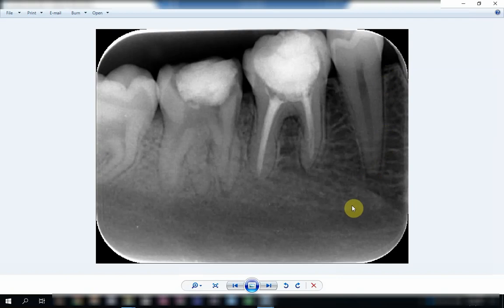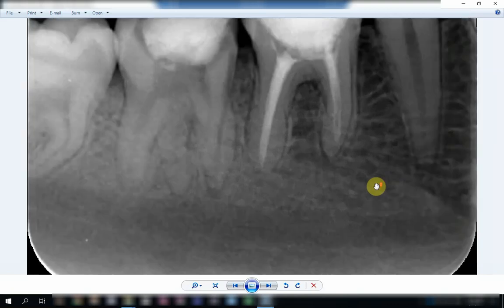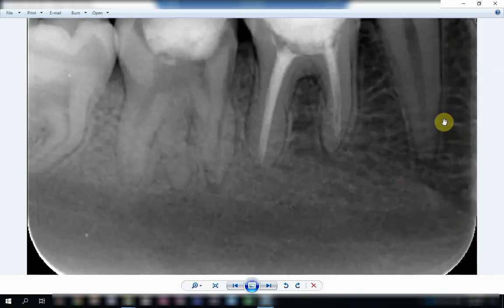Okay. Now I will enlarge more. You see that the PDL over here has not increased in size. I will increase more. Can you see the PDL over here? You see that the thickness of the PDL has not increased in this area. It means that the radiolucency that you're seeing here, which is the mental foramen, is actually not part of the PDL. It is superimposed on it.